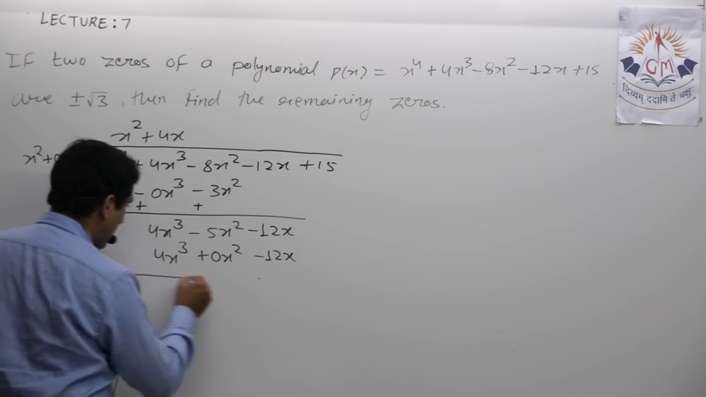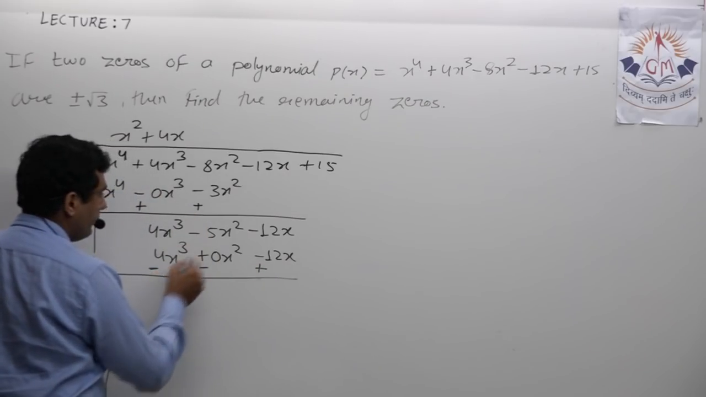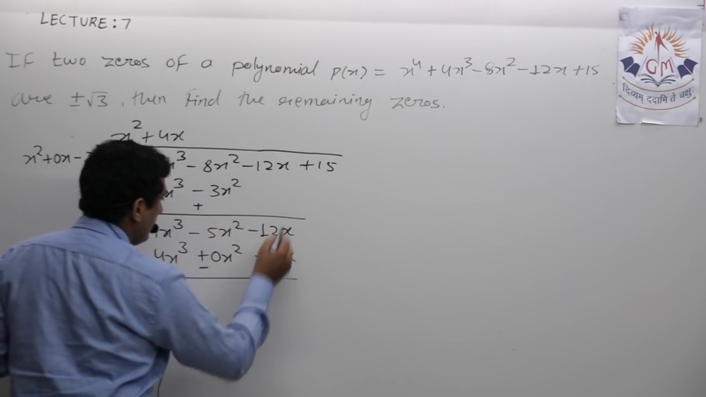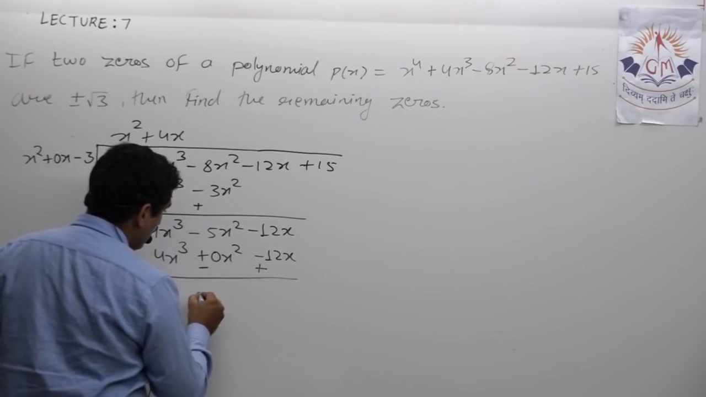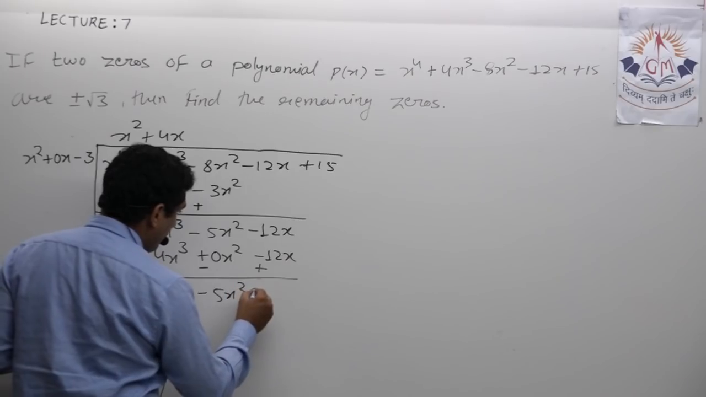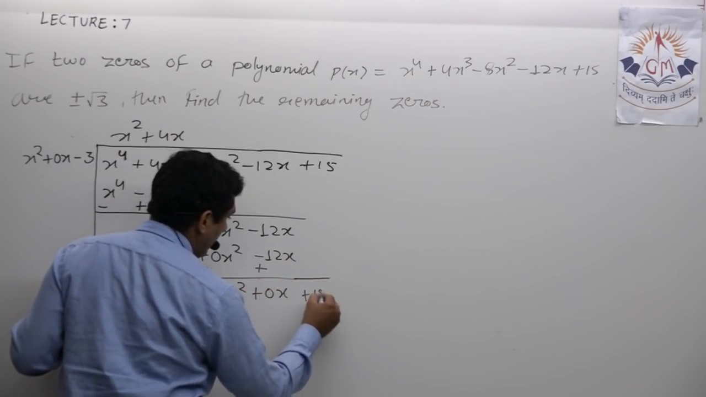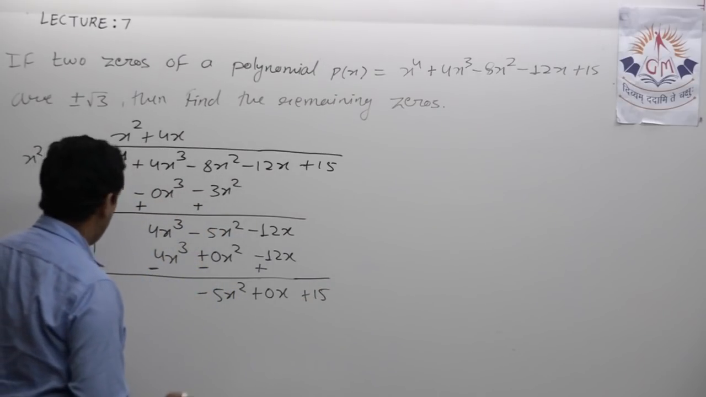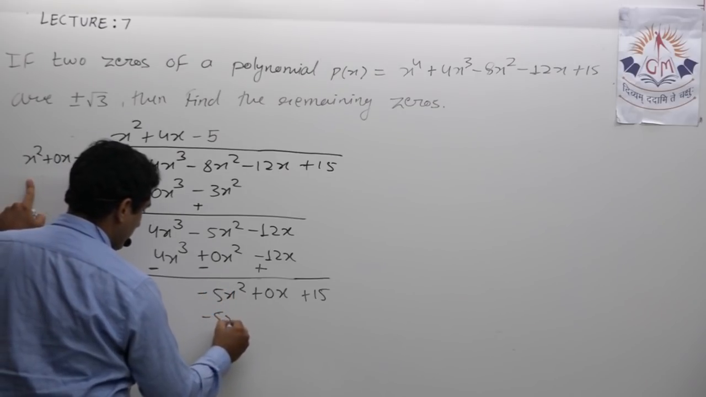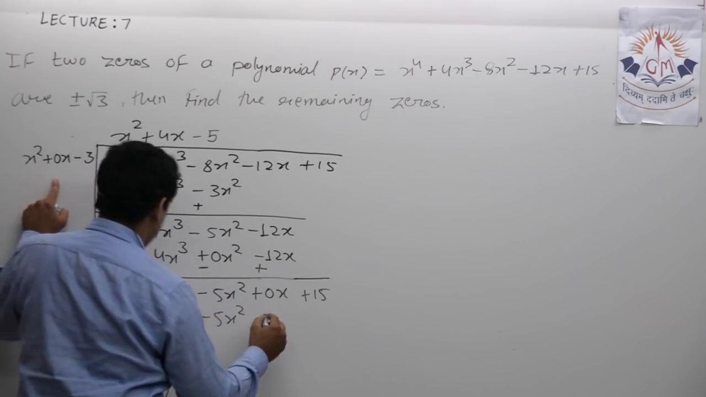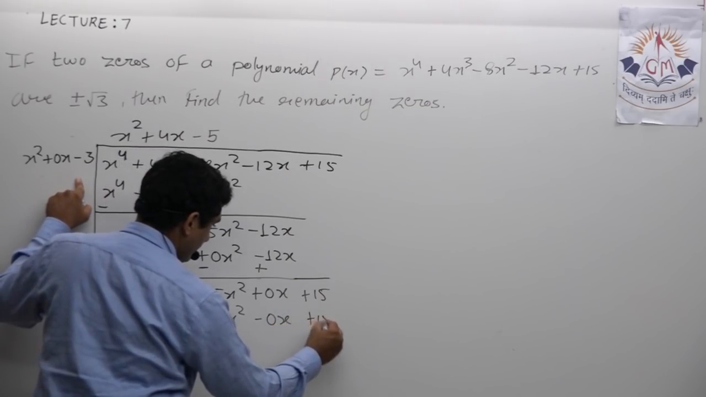Okay, so now I'll subtract: minus, minus and plus. This will cancel out. This will again cancel out. Here I will get minus 5x square plus 0x plus 15. So the next term should be minus 5, so minus 5x square minus 0x plus 15.